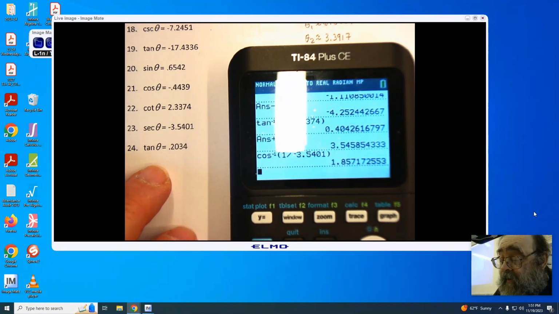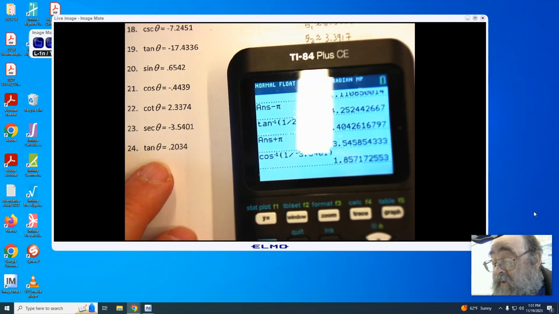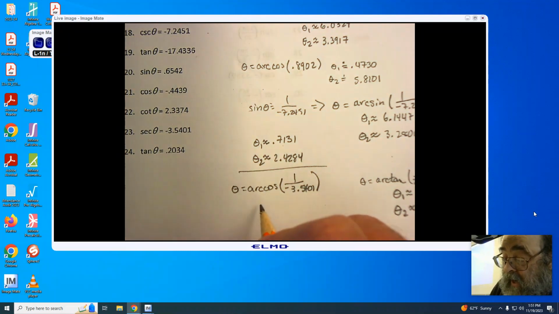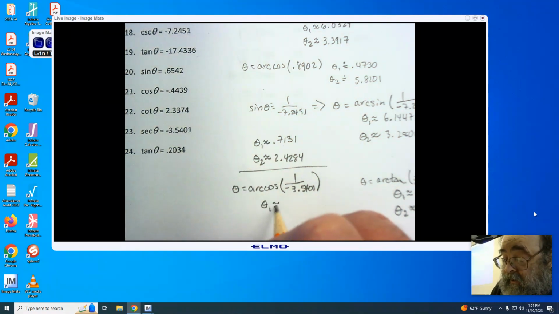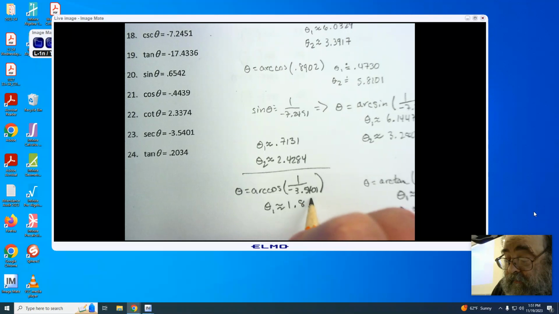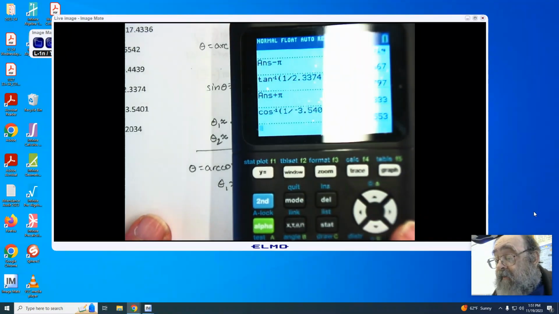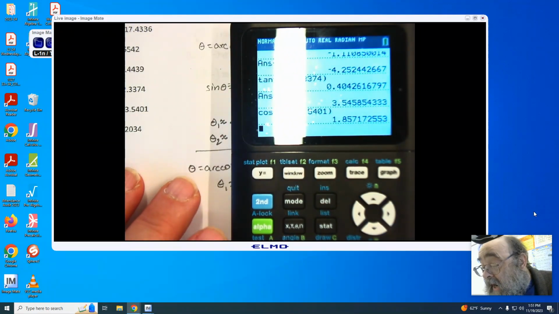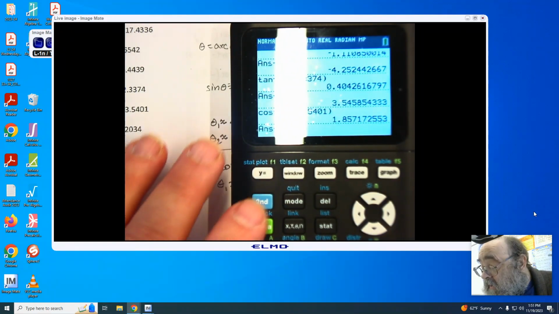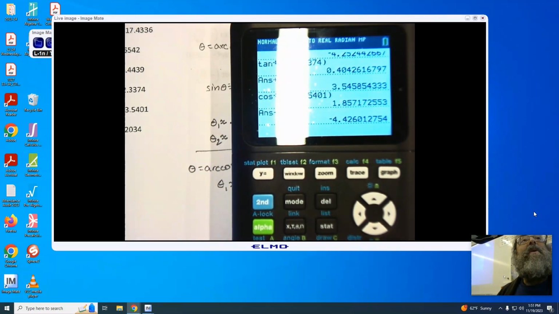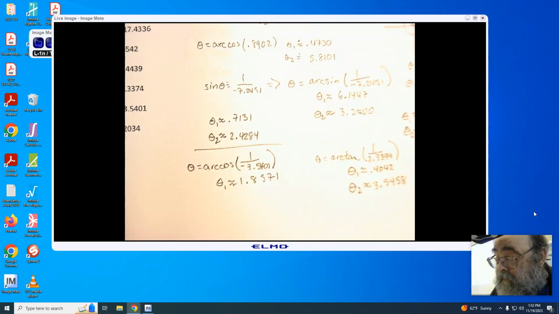There's my first answer. Once again, this was a negative reference angle. It is in the second quadrant. So we have theta 1 is approximately 1.8571. Now, just as we did before, I'm going to subtract pi twice, which means that I can simply subtract 2 pi and then drop the negative. My answer in the third quadrant is going to be 4.4260.